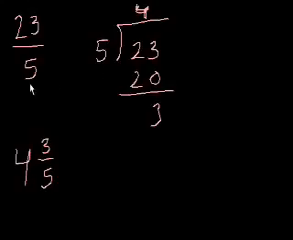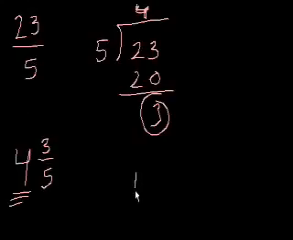Let's review what we just did. We just took the denominator and divided it into the numerator. So 5 goes into 23 4 times. And what's left over is 3. So 5 goes into 23 4 and 3/5 times. Or another way of saying that is 23 over 5 is 4 and 3/5. Let's do another example like that.